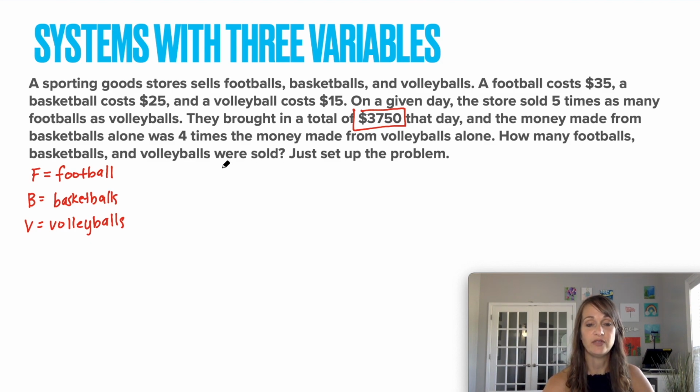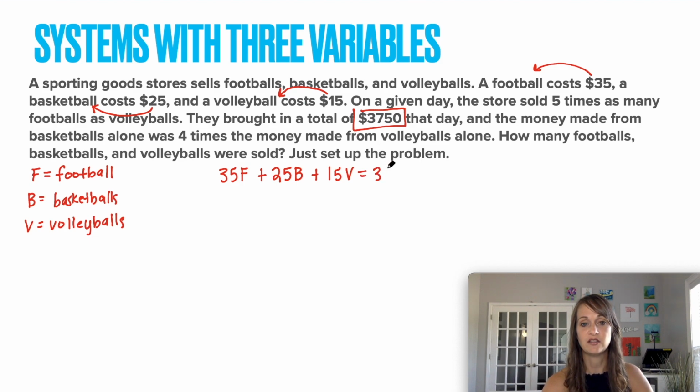So I know that if a football costs $35, basketball costs $25, and a volleyball $15, then $35 times the number of footballs plus $25 times the number of basketballs plus $15 for every volleyball sold is going to represent the $3,750.